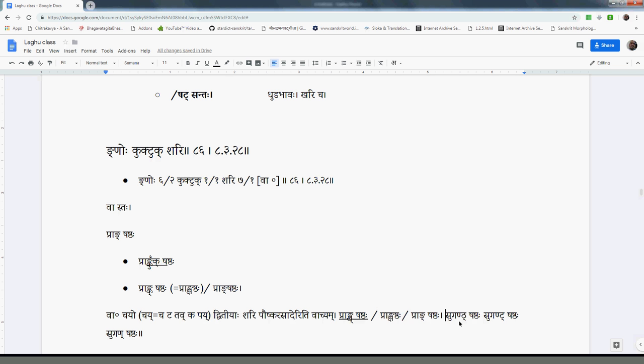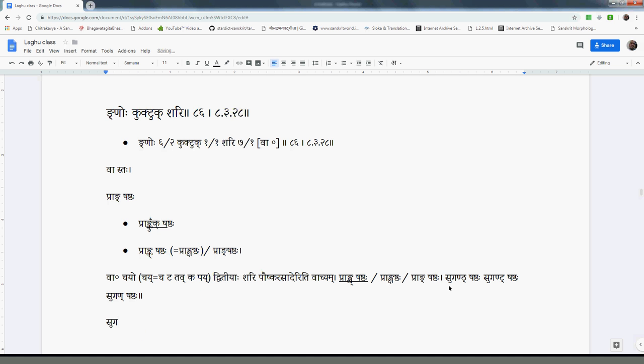Other examples: sugad. He takes sugad. So, sushtugan, sugan. Sugan is like an accountant or a mathematician, with a kvip pratyaya. So sugan, mathematician, accountant, or a calculator also. For calculator also, you can get sugan. So what will happen to sugan? Sugan shashtaha.